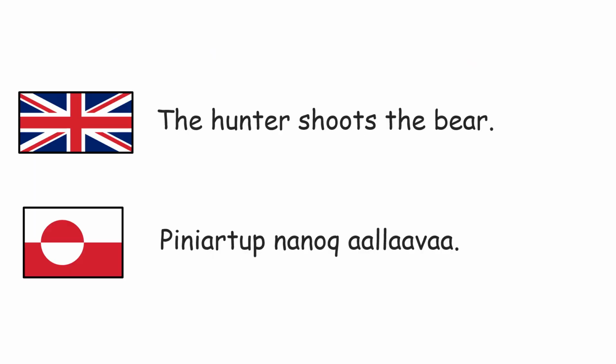Alright, here's what you can expect to see in part 3 of this video series. Until now, we have only looked at individual words. However, in order to make simple sentences, like the hunter shoots the bear, we need to know how to make clear in Greenlandic that it is the hunter who shoots the bear and not the bear who shoots the hunter. This may seem trivial, but languages use many different ways to express these kind of relationships. In part 3, we are going to look at sentence structure, or the syntax of the Greenlandic language.